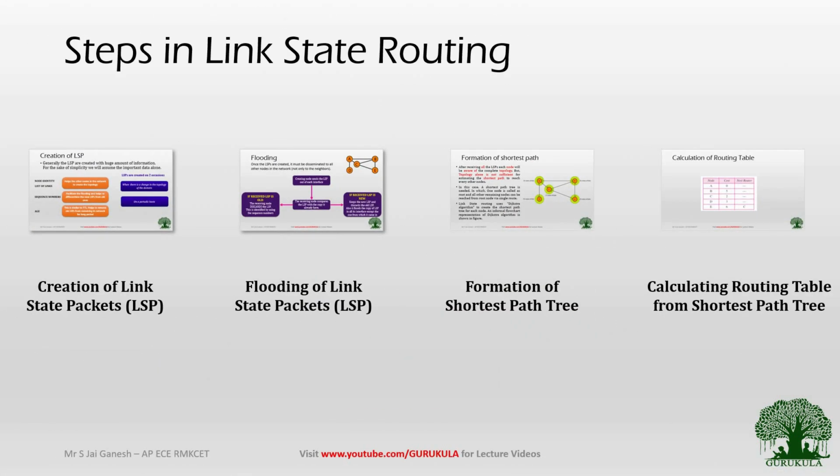Now, looking into the various steps involved in link state routing, we have 4 different steps to be followed. The first one is that each and every node will create the link state packet. In the second step, the created link state packet has to be flooded to its neighbors. The third step is the formation of the shortest path tree. And finally, we need to compute the routing table from the shortest path tree which is created in the previous step. So now let us get deeper into each and every step.